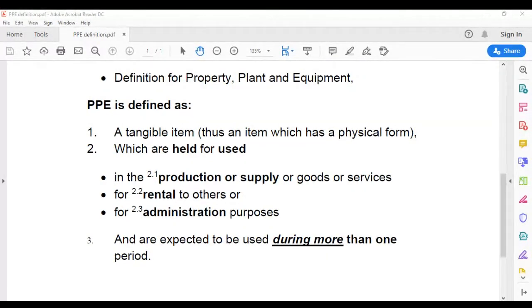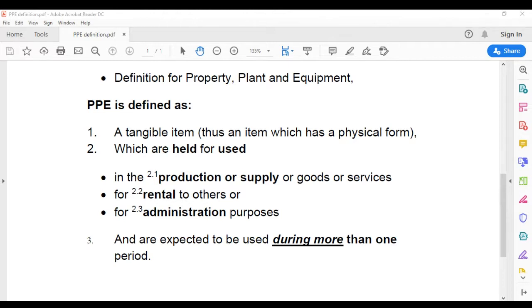It must be used for either one of the following three purposes, right? Does it have to be all three? It must be used for one of the following three possibilities. So let's look at the three possibilities, and then you will provide for us examples. So it must be held or used in the production or supply of goods or services.